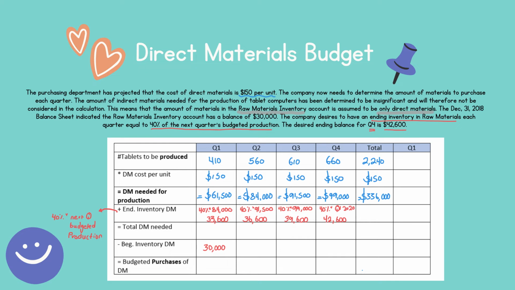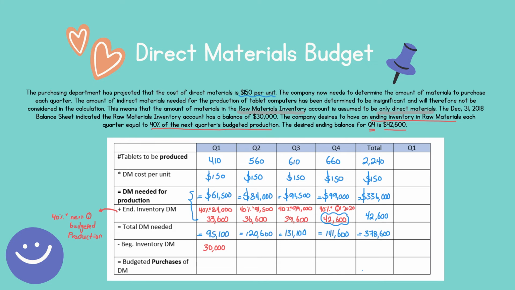Now for the total, which means for the year 2019, the ending inventory will be only the last quarter balance, which is 42,600. We cannot add them up. You just take the last quarter. Now for total direct material needed, I need to add direct material needed for production plus ending inventory. Let's add them up.